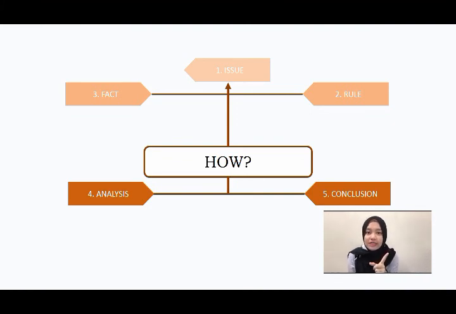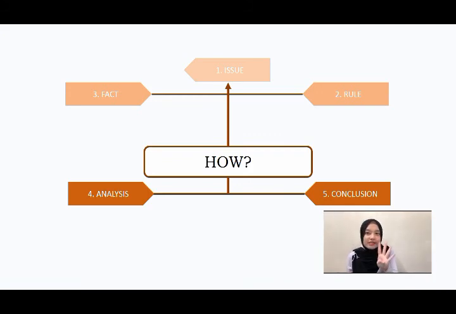So the first thing is the issue. So what is the issue? You don't have enough time to complete your assignment. Rule. What is the rule? You must submit before the date of submission. The third is the fact. The fact is the assignment was actually very long and the time provided was not enough. So there is some fact you need to highlight there.